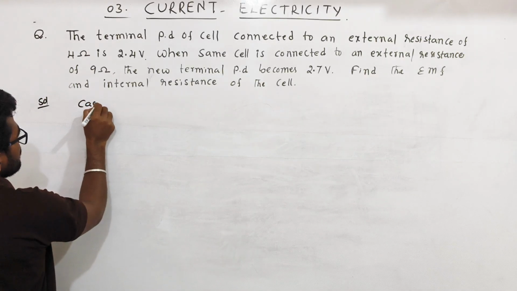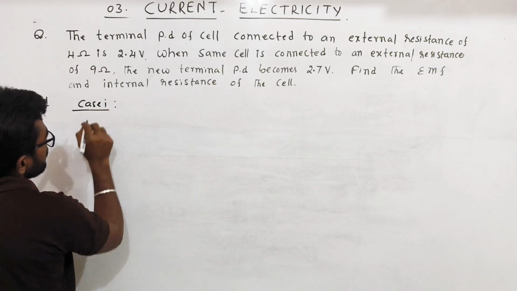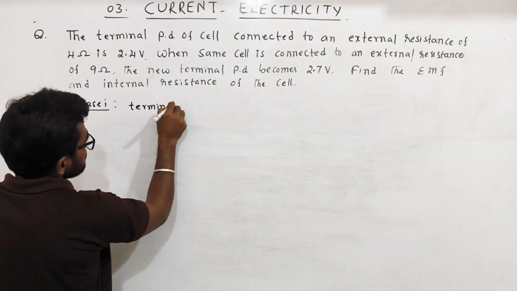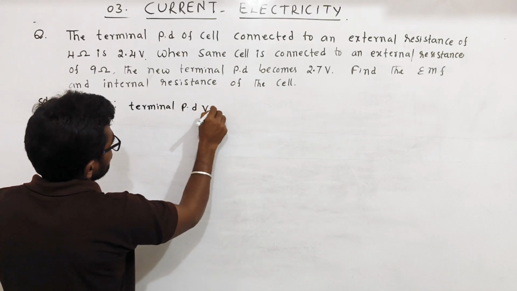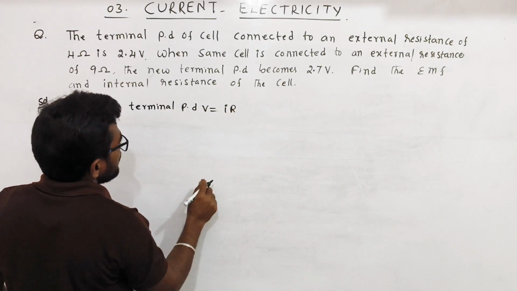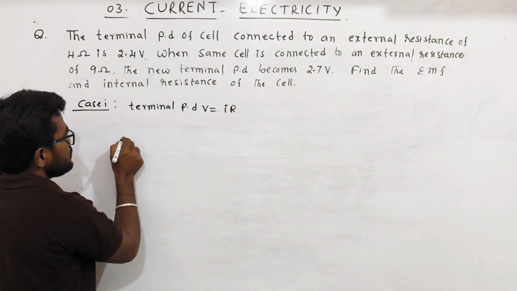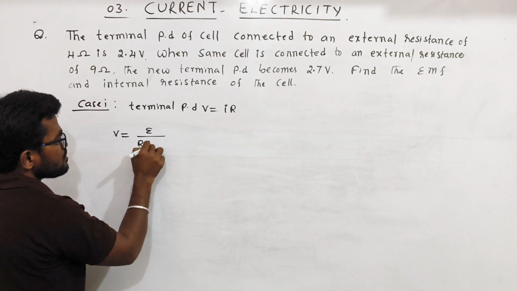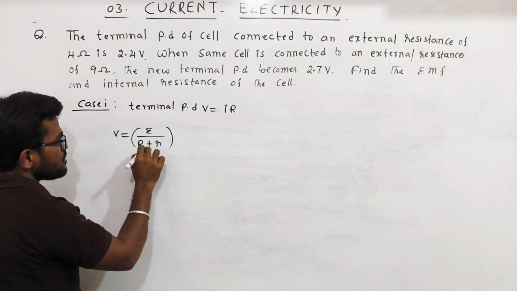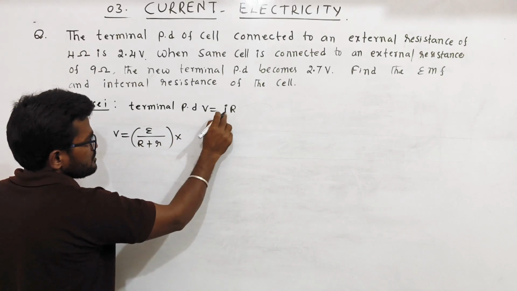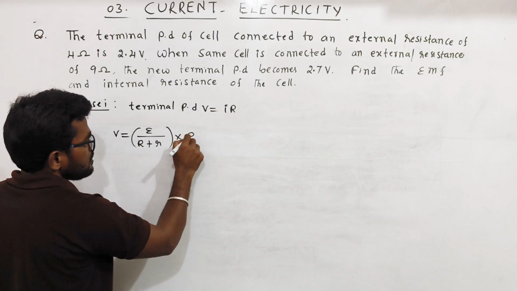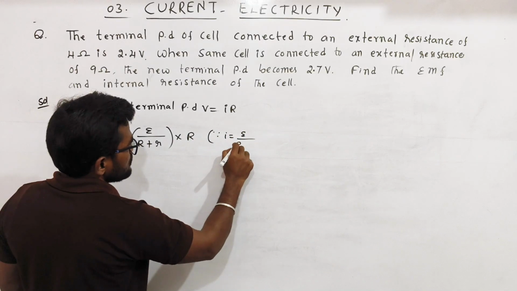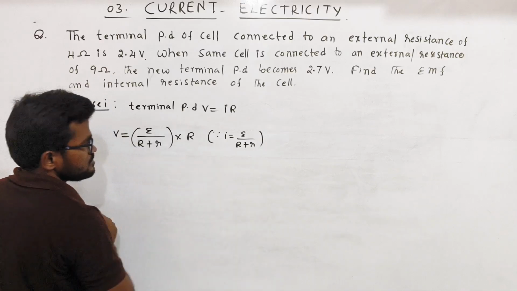Case 1. We know the terminal potential difference formula. Terminal potential difference V is equal to I into R. We have to write this equation in terms of EMF. V is equal to I, which means E divided by capital R plus small r, into capital R, since I is equal to E divided by capital R plus small r, right?